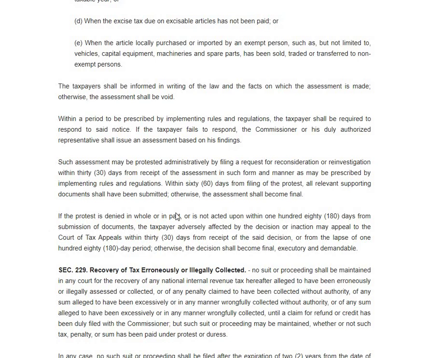The taxpayer adversely affected has 30 days from receipt of the said decision or from the lapse of the 180-day period. You go to the Court of Tax Appeals. Otherwise, the decision shall become final, executory, and demandable. So what is the effect? Then the BIR can now go after you, I mean, the levy, distraint, and collection suit.